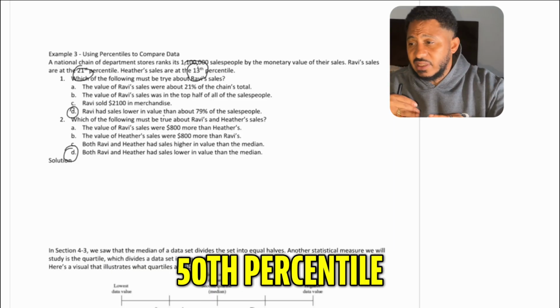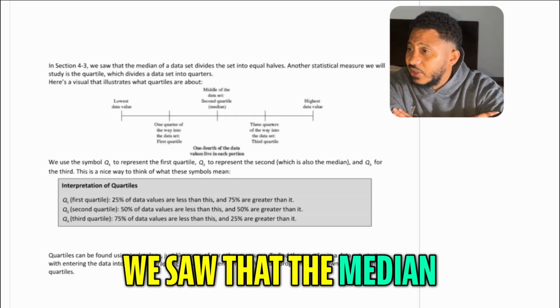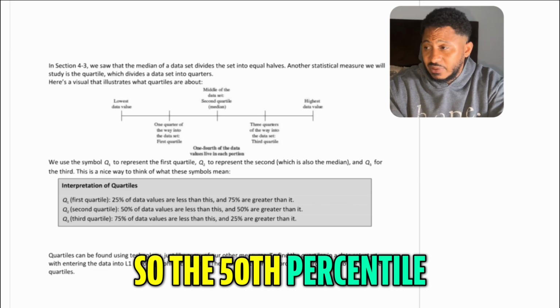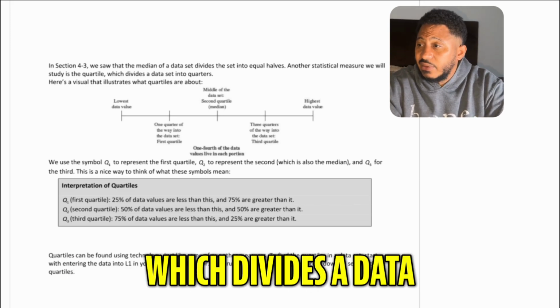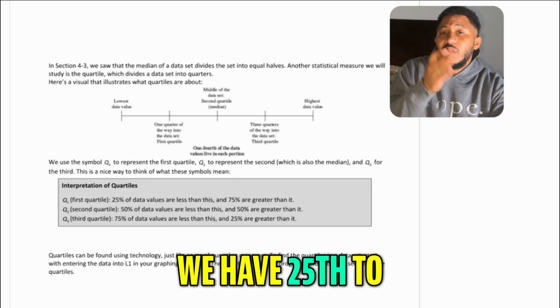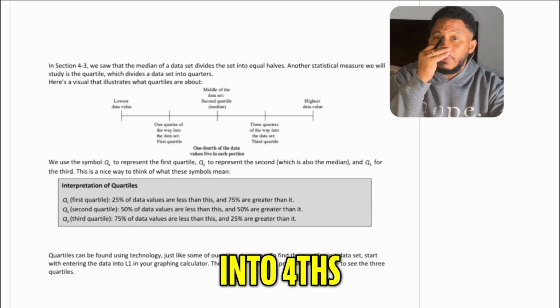we know both of those are below the median, in other words, the 50th percentile. So the next part says, in section 4.3, one of our previous sections, we saw that the median of a data set divides the set into equal halves, the 50th percentile. Another statistical measure we will study is the quartile, which divides a data set into quarters. In other words, instead of just the 50th percentile, we have the 25th, the 50th, and the 75th percentile, or into quarters, into fourths.